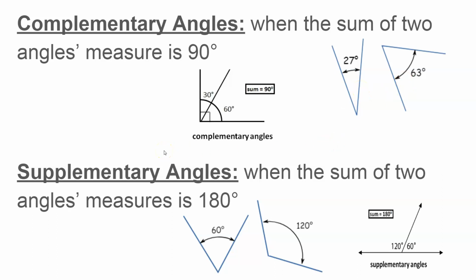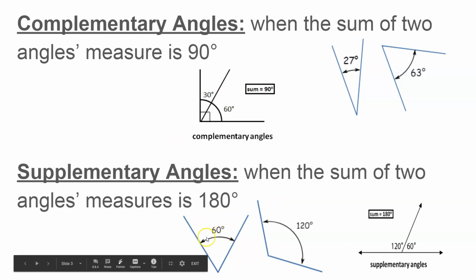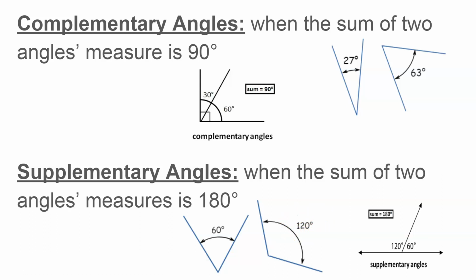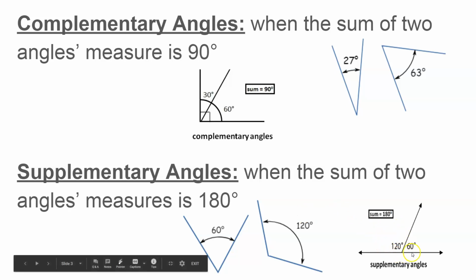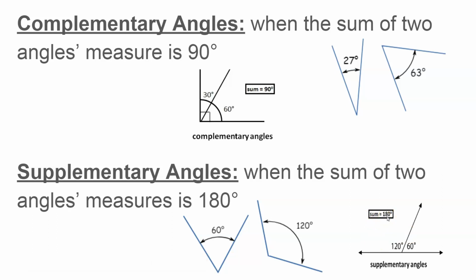The next vocabulary word is supplementary angles, when the sum of two angle measures is 180 degrees. So please make sure that you know the difference between complementary and supplementary. So if you look down here, this one is a 60-degree angle and this is a 120-degree angle. You add them together and they equal 180 degrees. Same thing over here. Same angles and the sum, or adding them together, is equal to 180 degrees. So complementary is equal to 90 degrees. Supplementary is equal to 180.